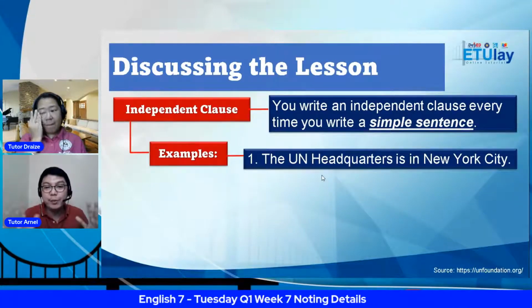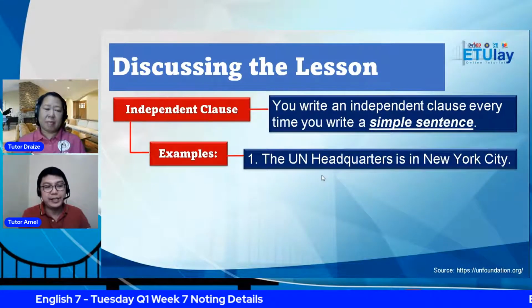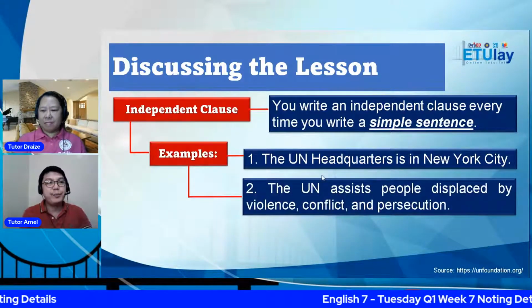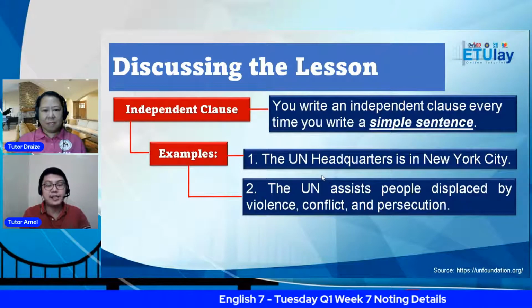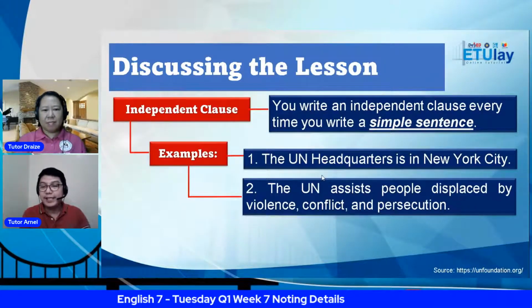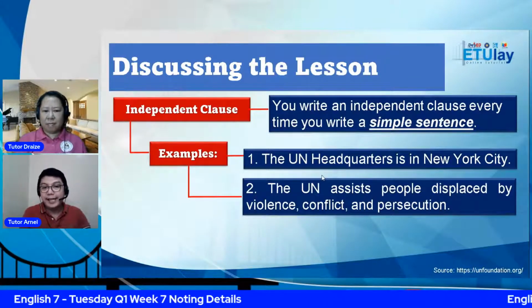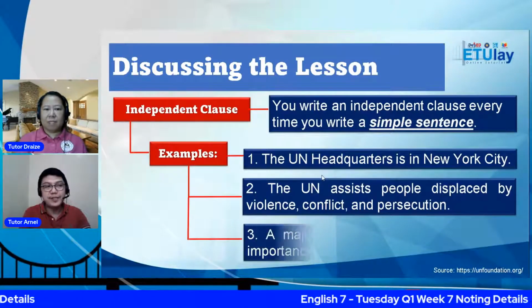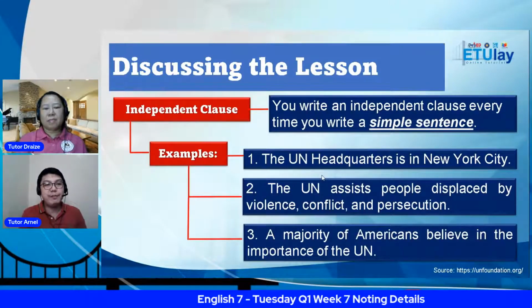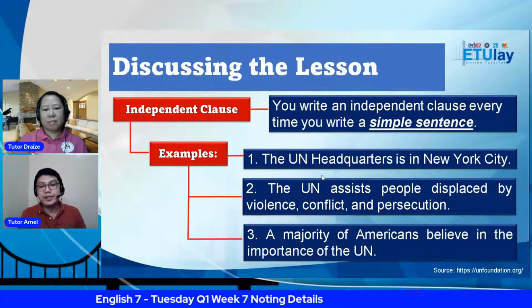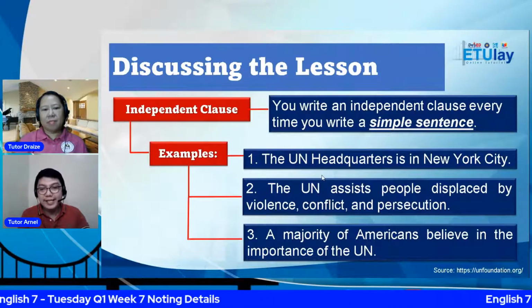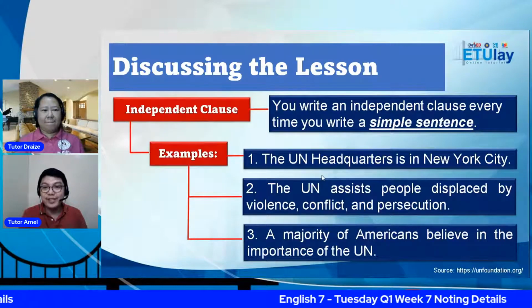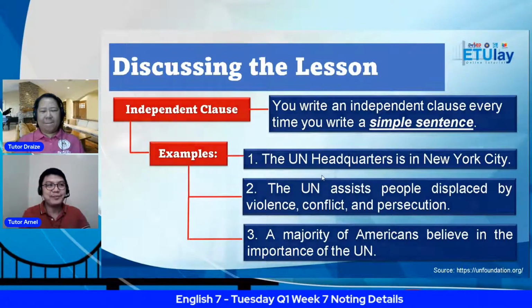It's independent. It's complete. There's a subject and there is a predicate. Next is the UN assists people displaced by violence, conflict, and persecution. So this is another example of an independent clause. And another example of it is a majority of Americans believe in the importance of UN. So all of these three examples are independent clause, or we simply call a simple sentence. Don't forget that.